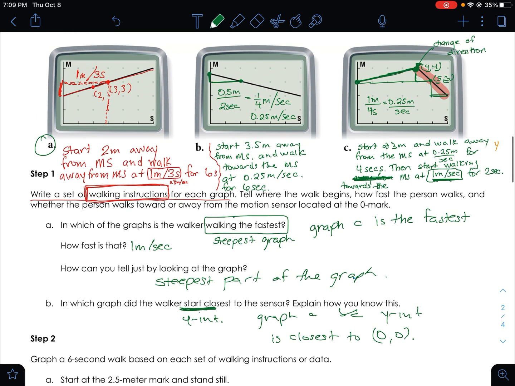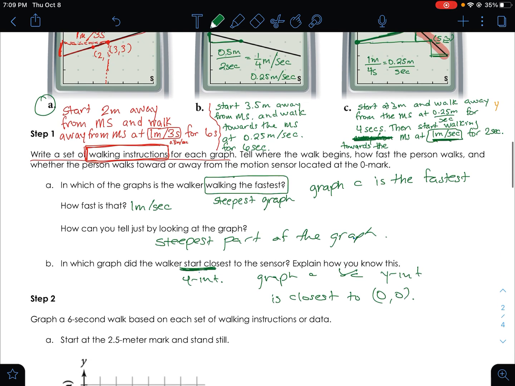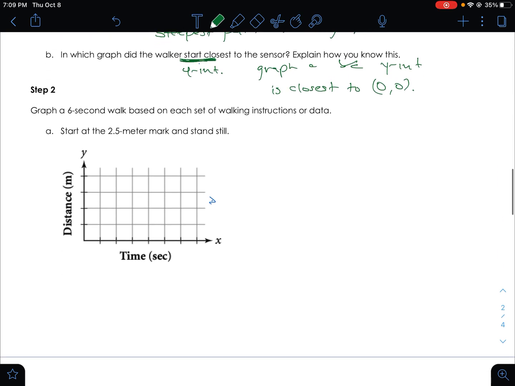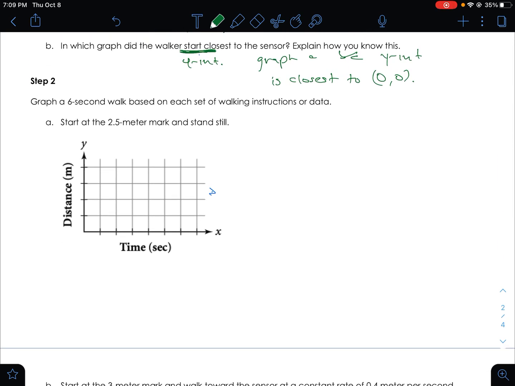Now, there are 2 things that we said we wanted to be able to accomplish. Describing the story or the walking instructions when you're looking at a graph, and then also taking the walking instructions and creating a graph. So we're going to look at these examples where we are given the walking story and we need to create the graph. Again, you'll see that it says we start at 2.5 meters.